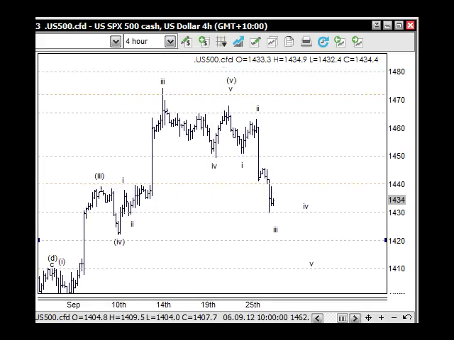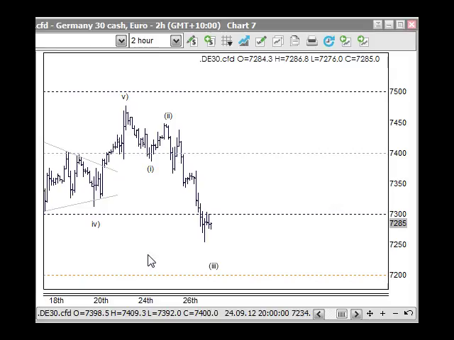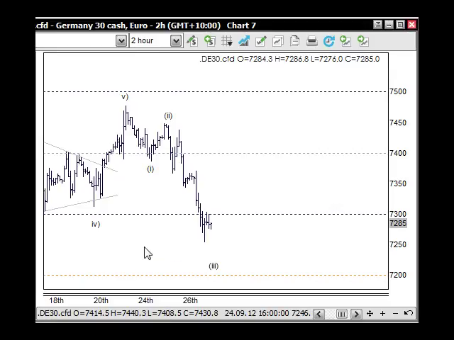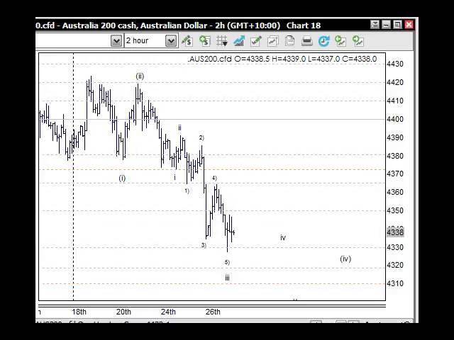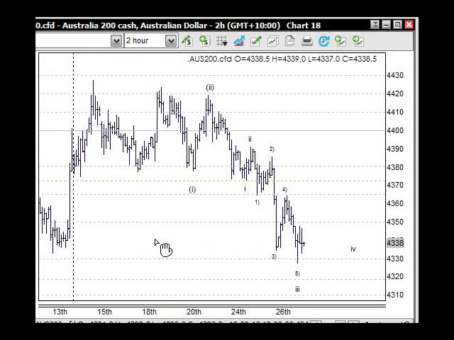The European markets are moving down quite a bit more rapidly than the US markets, and certainly impulsing to the downside. The DAX, you would be able to see that at the 72 down here, 7,200, checking that once we get the failed retest at the 73 there. The Australian market as well is also impulsing to the downside.